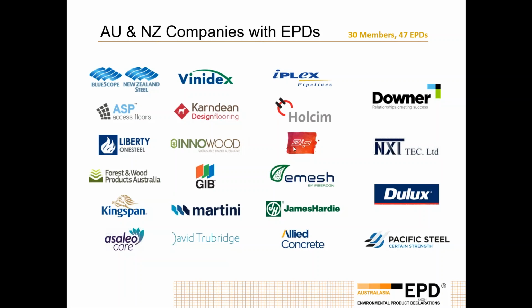While we'll wait for Steve to come back, I'll just continue with the slides. Currently, we've got about 30 members in the Australasian EPD program, and together they've published about 47 EPDs and counting. There's quite a few in the pipeline, so we expect to hit number 50 quite soon. And as you can see on the screen, there's quite a variety of companies that have already published EPDs. And you might also notice that the vast majority of these companies are active in the construction sector.